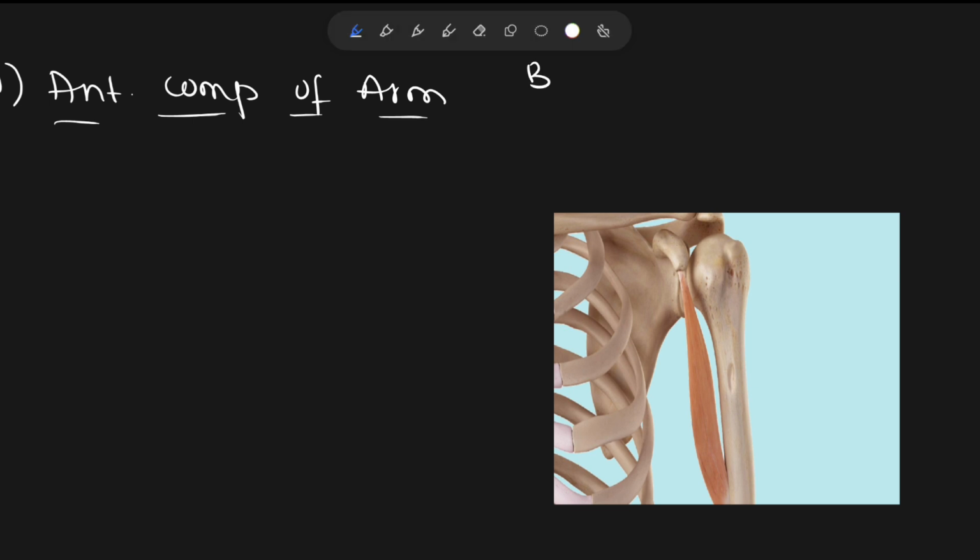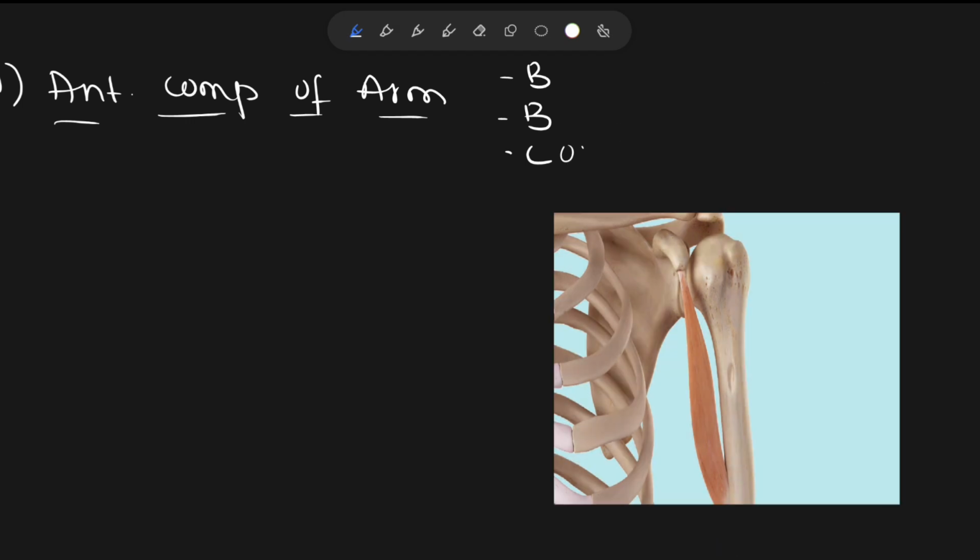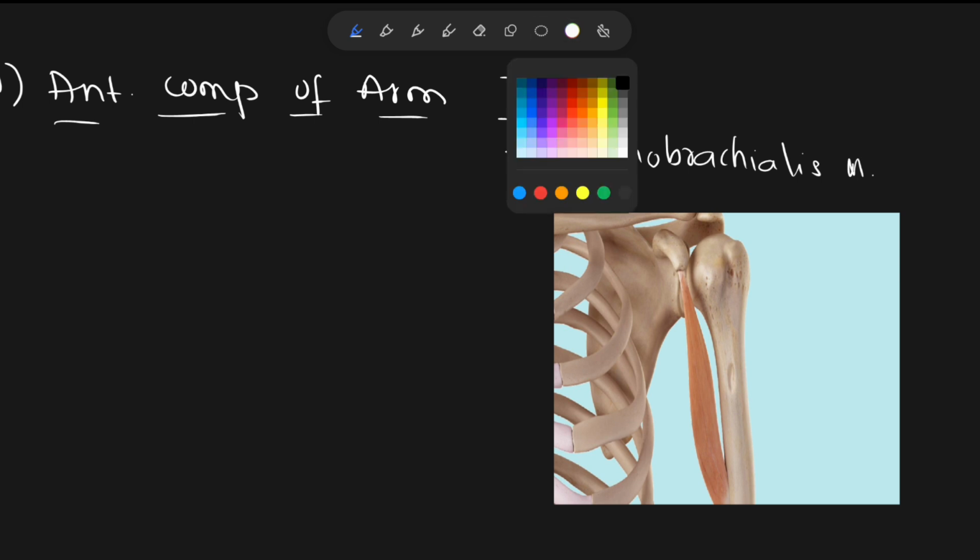In the anterior compartment of the arm we have 3 muscles. We have a mnemonic here: B, B, C. Let's do it from C, which is the coracobrachialis muscle. The image given here is about the coracobrachialis muscle.